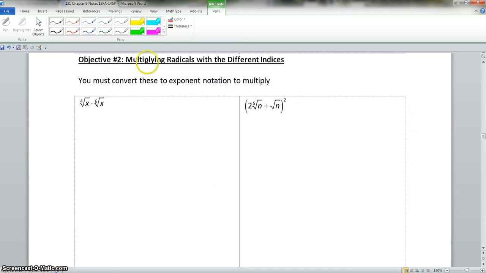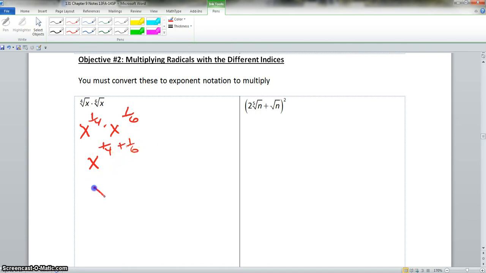Now we come to objective number 2, multiplying radicals with different indices. You must convert these to exponent notation to multiply. So we would change this to x to the 1/4 times x to the 1/6. We know that for these indexes, we take the reciprocal of the indexes. Now, whenever we have the same base, we know we add the exponents. So it'll be x to the 1/4 plus 1/6.